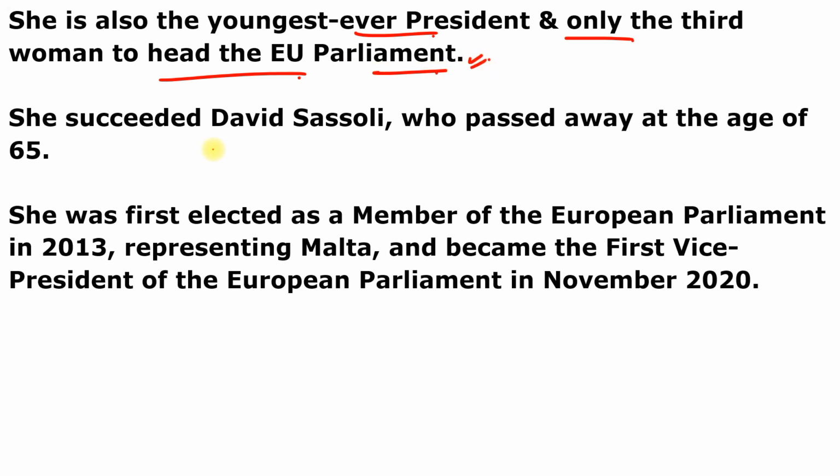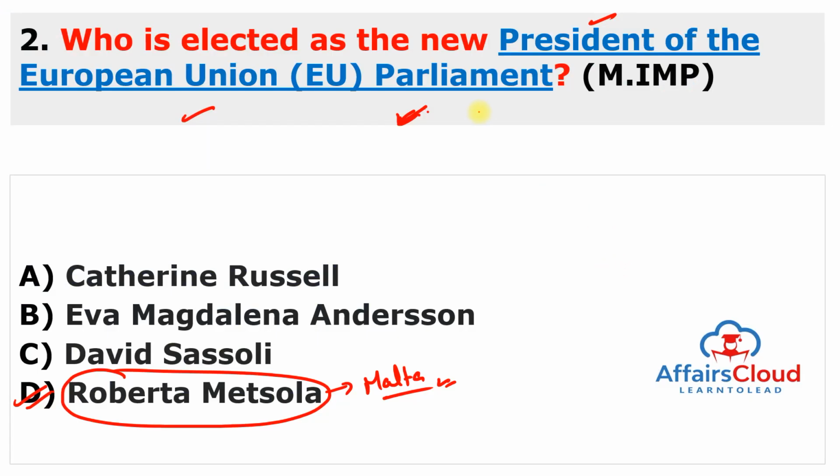Why did the president change? Because David Sassoli ji recently died. That's why she succeeded David Sassoli. She was first elected as a member of the European Parliament in 2013, representing Malta, and became the first vice president of the European Parliament in November 2020. You can also remember that Roberta is a 43-year-old politician from the European Union's smallest nation, Malta. And the very important organization here is the European Union Parliament.